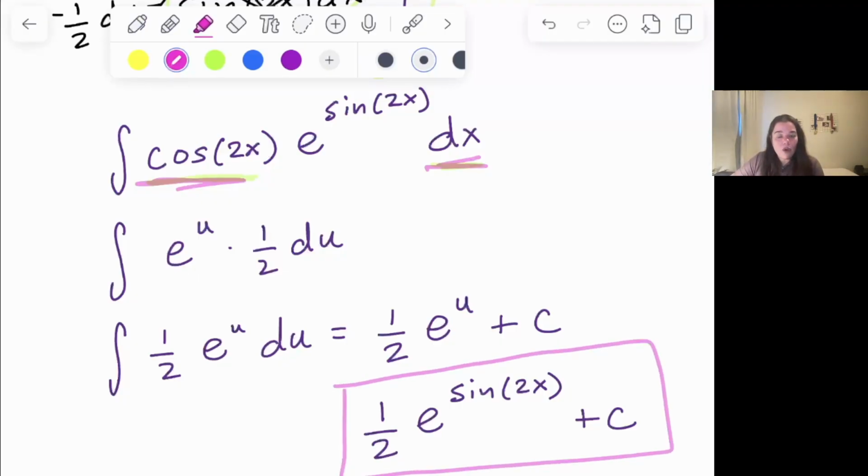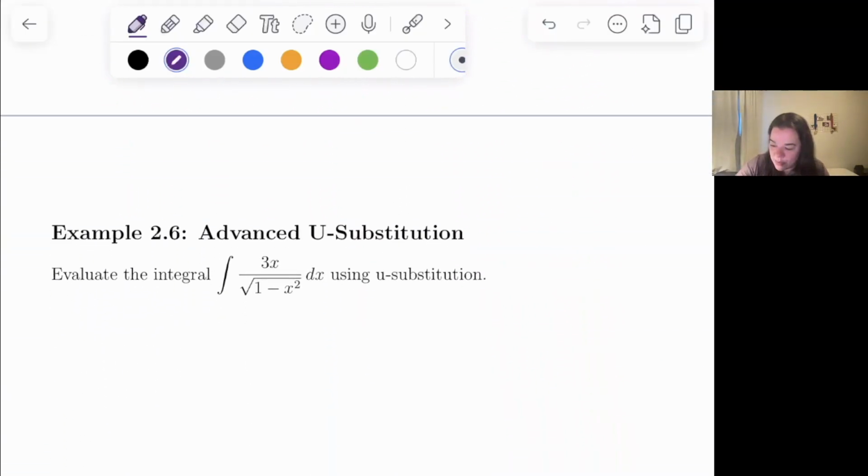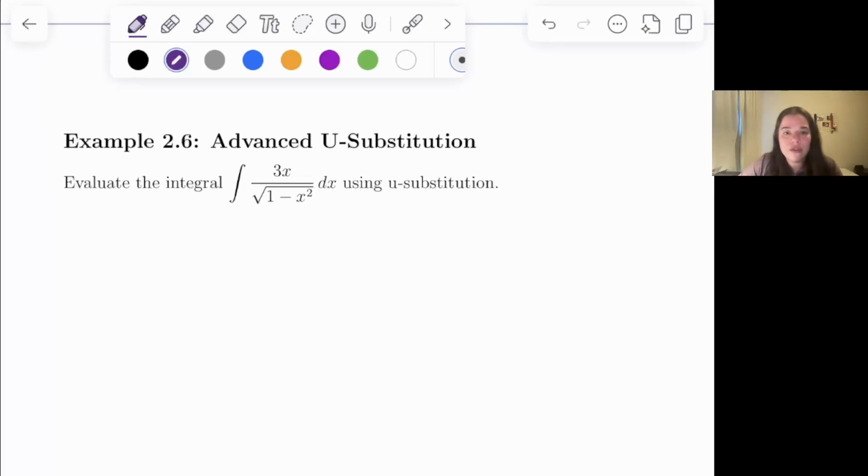I think we've got one more example in our packet to go through. We'll go through that and we'll consider this good as far as learning the basics of U-substitution, though I'll say we went fairly far beyond the basics here. We got in pretty nitty-gritty with some tough examples. So let's look at one more advanced U-substitution.